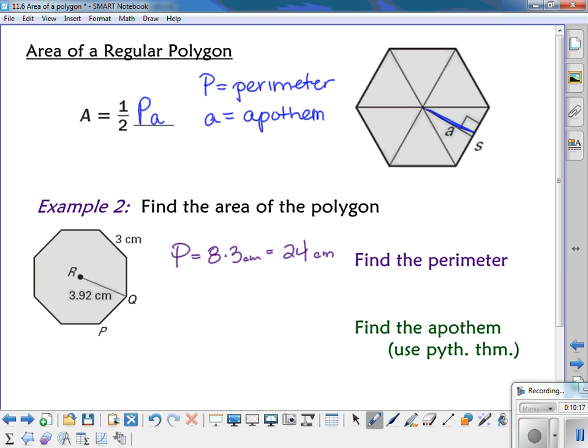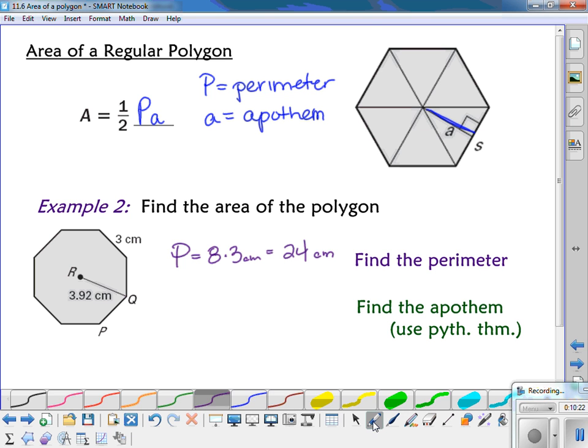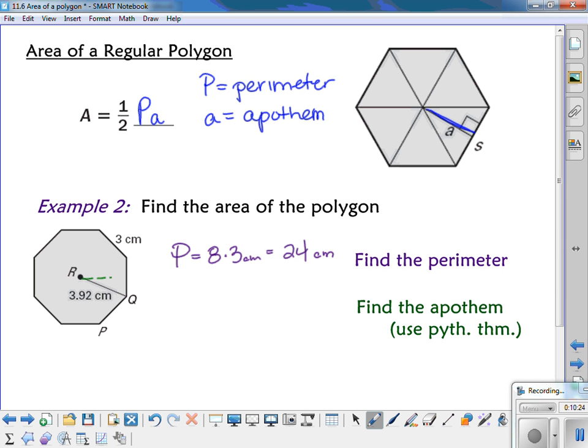In this case, I can use the Pythagorean theorem because when I draw it here, I already know that the side was 3. When I draw the apothem, I cut that in half, and this side is 1.5. So I've got 2 out of 3 sides on my right triangle, so I can just use the Pythagorean theorem. a squared plus b squared equals c squared. In this case, I don't know my apothem, and my other leg is 1.5, and that's going to equal c, which is 3.92 squared.